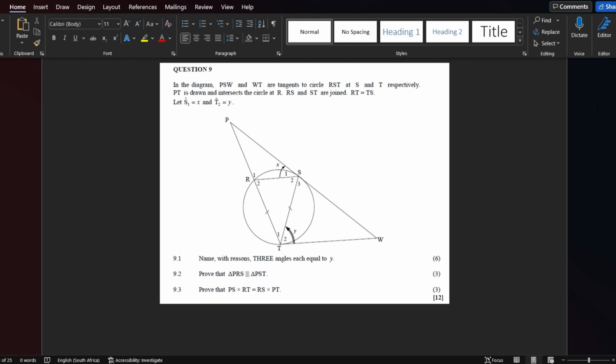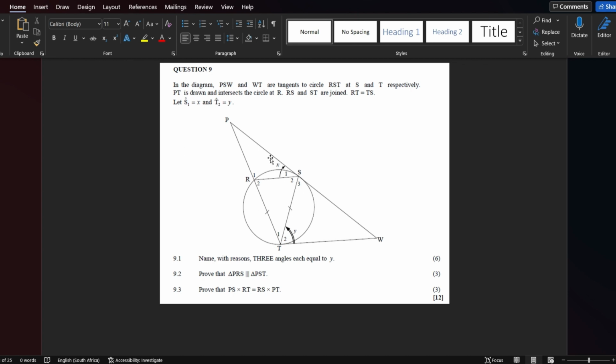Today we will be attempting yet another question on Euclidean geometry, and that will be question 9, which involves similarity. Getting right into the question, it gives us a diagram and tells us that PSW, which is that line, and WT, which is this line, are tangents to the circle RST at points S and T respectively. Line PT is drawn and intersects the circle at point R. RS and ST are joined, and RT equals TS.